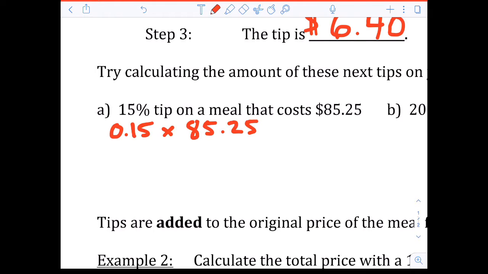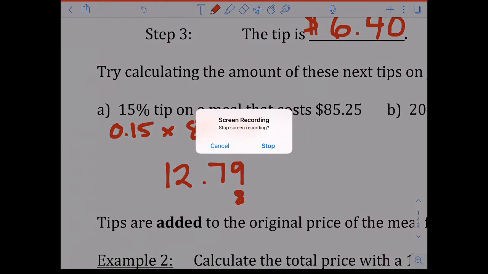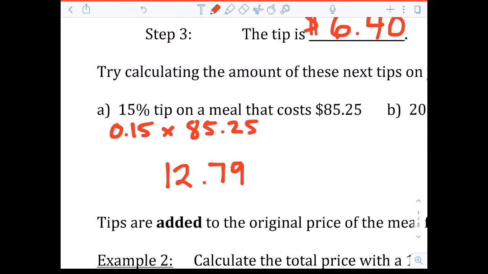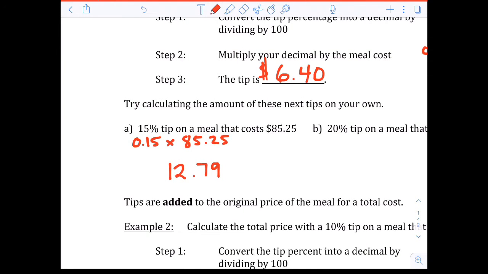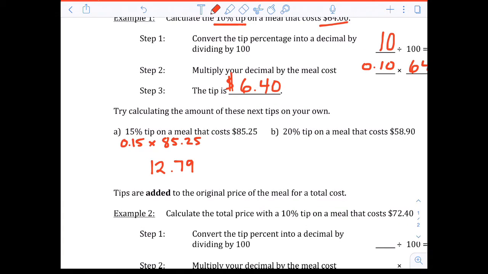So 0.15 multiplied by the price, and it works out to be $12.79 if we round it, because it was 12.7875. I rounded it up to a 9. So the person that was working at your table or at the cash register would be getting $12.79 on top of your bill.